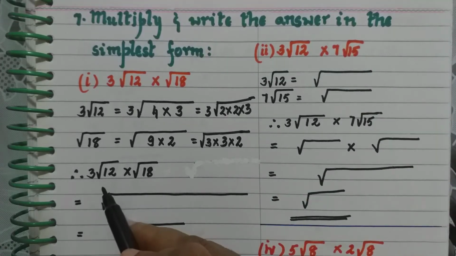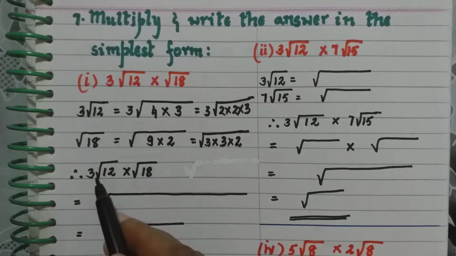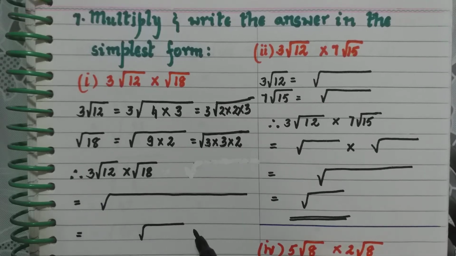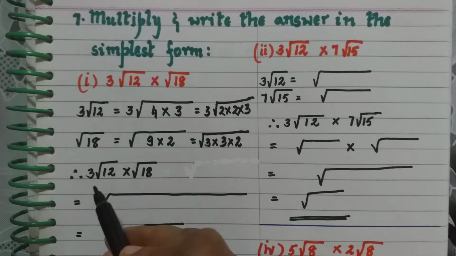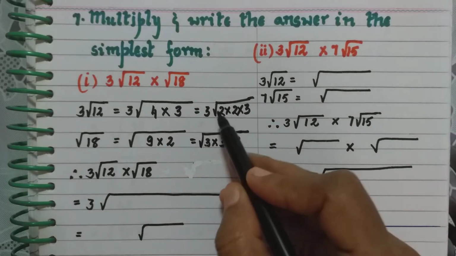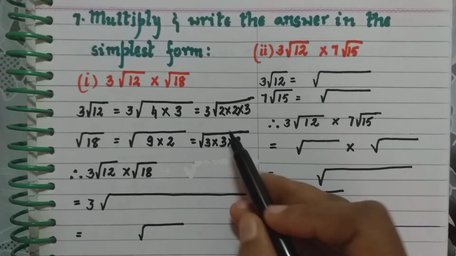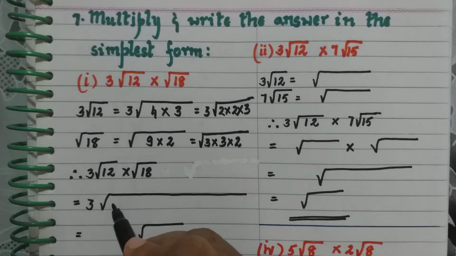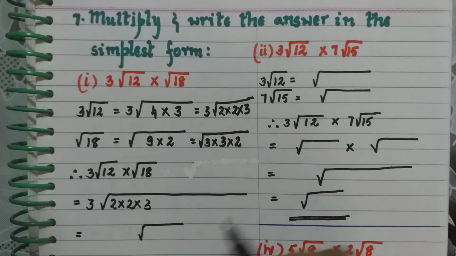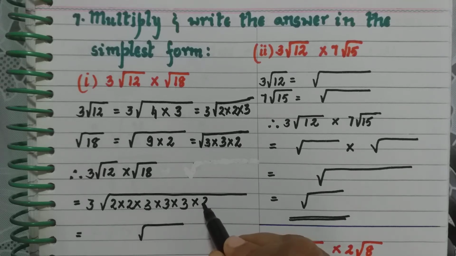Now I have to multiply these two: 3 square root 12 into square root 18. Outside the square root sign we have only 3. Here we do not have anything. So we write only this 3 here. Now what is left is what is inside each root, so we write everything together. We have 2 into 2 into 3, and here we have 3 into 3 into 2.